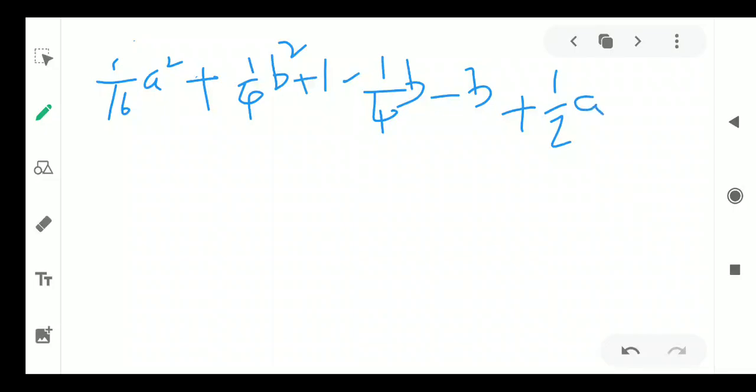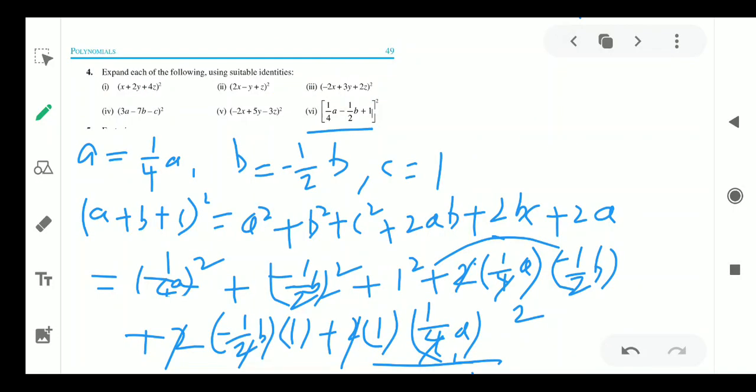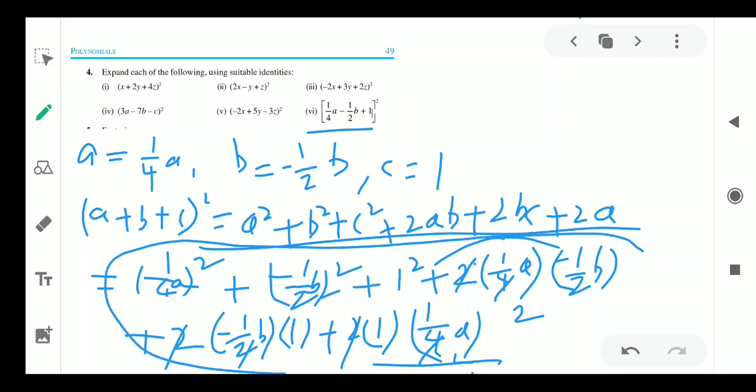Like this you have to solve all the problems. Okay, very simple. If you know the formula (a + b + c)², from the question you will get the a value, b value, c value. Then simply you substitute those three values in the formula. That's it. After solving, you have to do the calculation part, then simply you will get the answer.